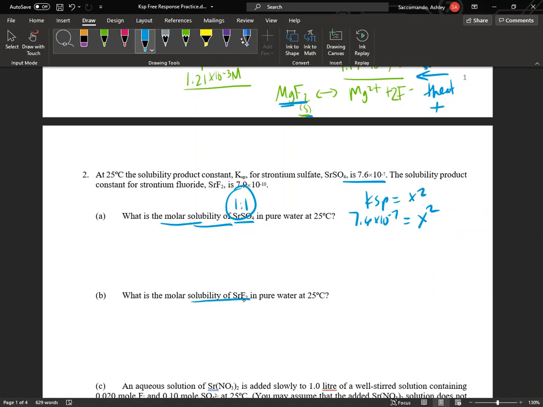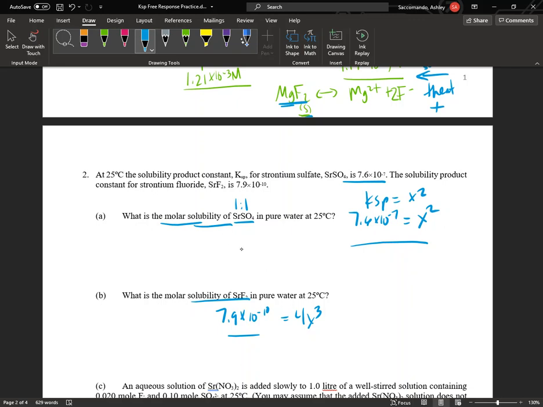Now for this one, the molar solubility of strontium fluoride, in this case, this one is 7.9 times 10 to the minus 10. And this is going to be the 4x to the third one. Exactly right. So this is like the third type of Ksp problem you might see, where you're just doing regular molar solubility from the Ksps.